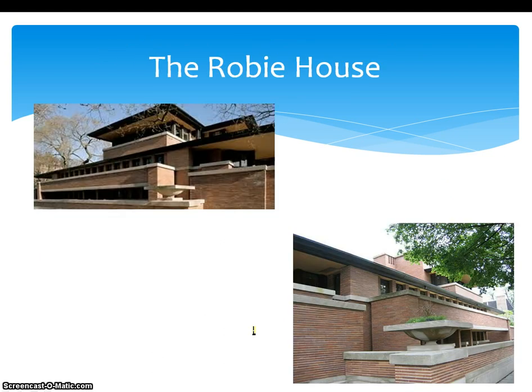Here's an example of the Robie House. If you can see, it does have the prairie style. It's got the long, wide overhangs. It's very symmetrical. It's very clean. The lines. The Robie House is a tourist attraction where you can go and tour it.